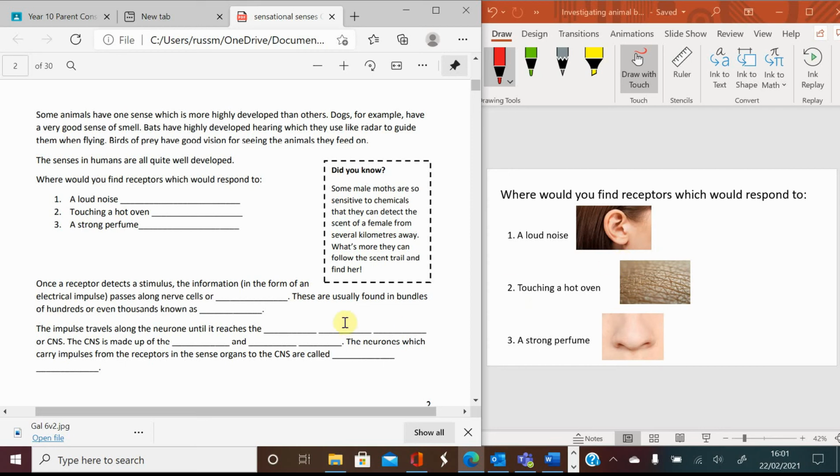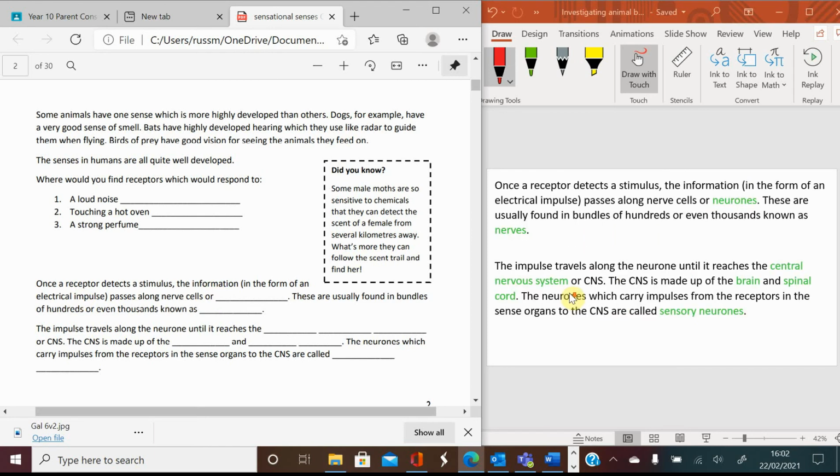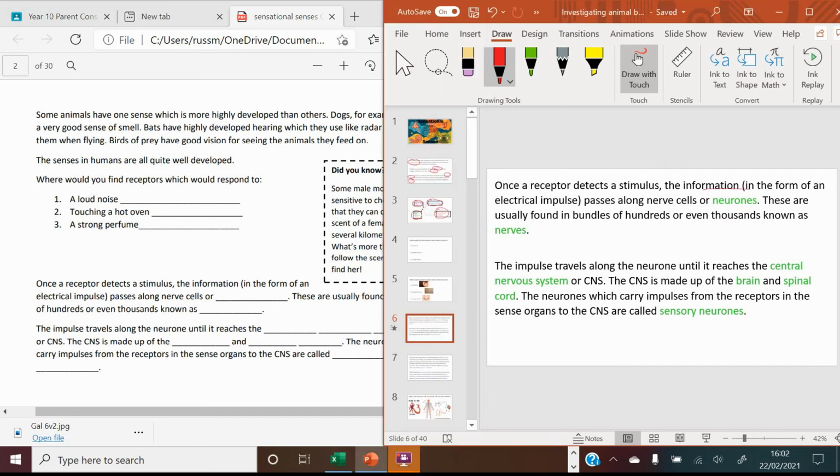Once a receptor detects a stimulus, the information, in the form of an electrical impulse, passes along the nerve cells or neurons, and that's possibly a new word for you. Okay, a neuron is like a single cable that's going to carry a signal. Sometimes they're bundled together to form what we call a nerve fiber, which is like a bundle of neurons, right?